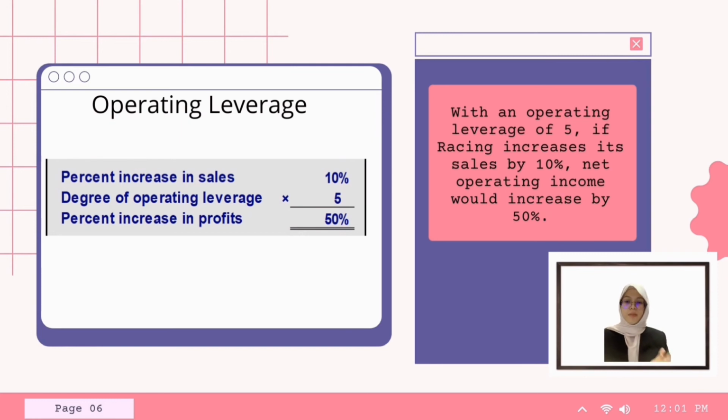The percentage in profit will also increase if the company decides to increase its sales. From the example here, the racing company has decided to increase its sales by 10%. Therefore, we can find the percentage increase in profit by multiplying the degree of operating leverage by the increase in sales. Here we see that 10% times 5, we get a 50% increase in profit.